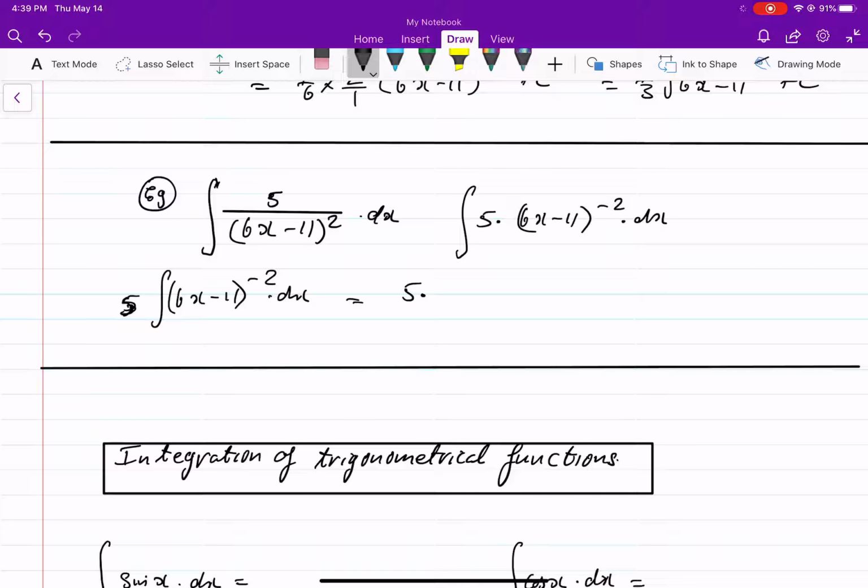And it's in the form f of x to the n, where f of x is linear and n is not minus 1. So that will be 1 upon the derivative of the 6x minus 11, which is 1 upon 6, times 6x minus 11 to the power minus 2 plus 1, which is minus 1, upon minus 1, plus c.